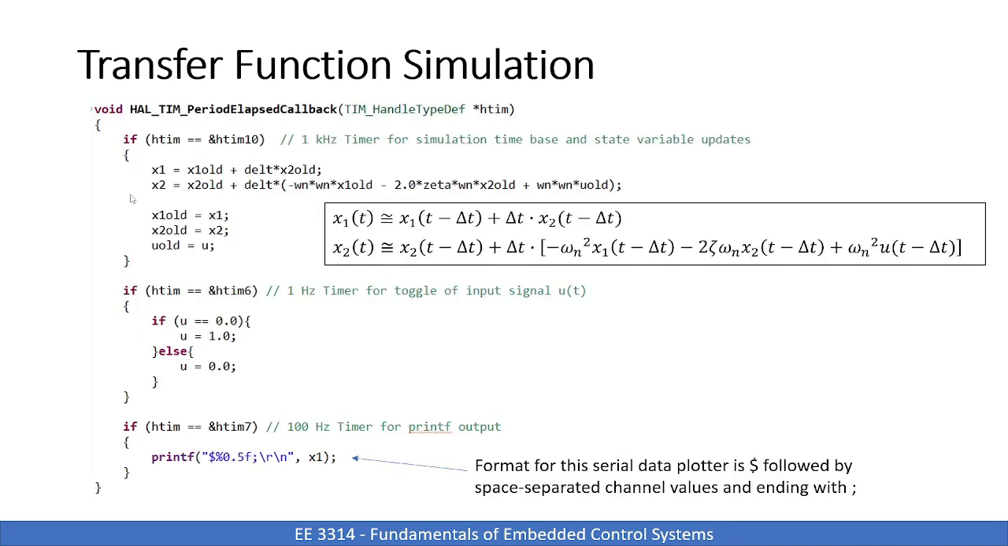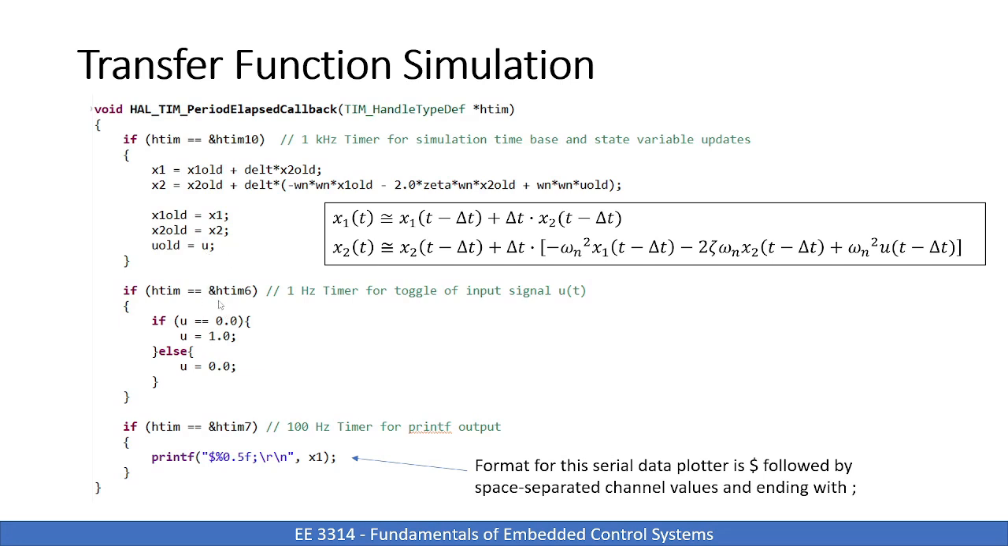So really we're calculating new values of the state variables, and then after we do that, we're assigning x1 and x2 old to be equal to those. For the next iteration, we'll have the same delta t, but we'll have new values of x1 and x2 old, and maybe a new value of the input u old, and then we can iteratively calculate our state variables each time this callback function happens, which is at a 1 kilohertz rate. Okay.